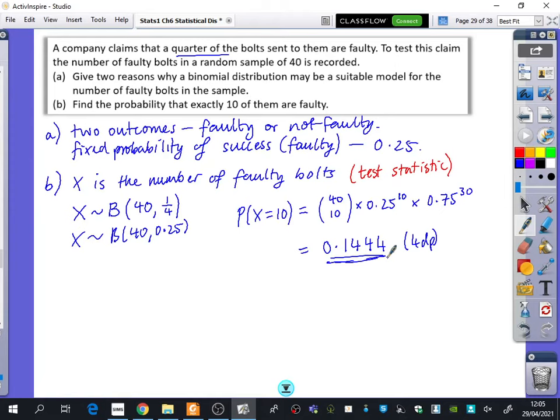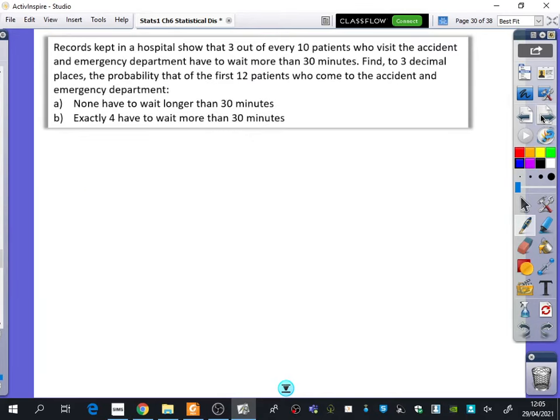Okay? One more example and then you're going to try them. Records kept in a hospital show that 3 out of every 10 patients who visit the accident and emergency department have to wait more than 30 minutes. Find, to 3 decimal places, the probability that of the first 12 patients who come to the accident and emergency department, none have to wait longer than 30 minutes and exactly 4 have to wait more than 30 minutes.